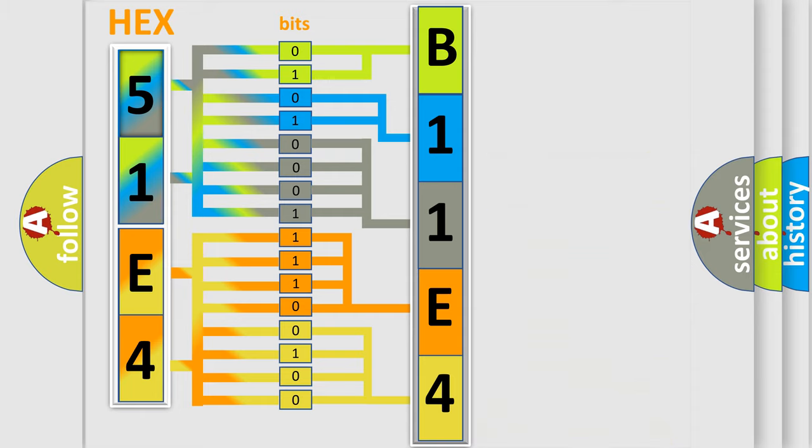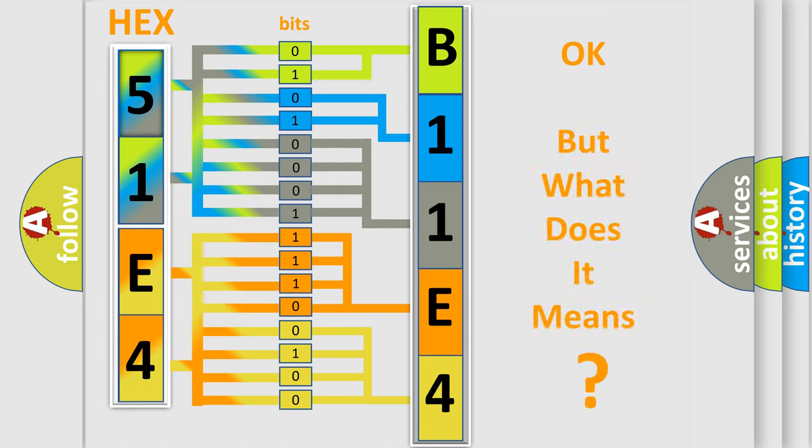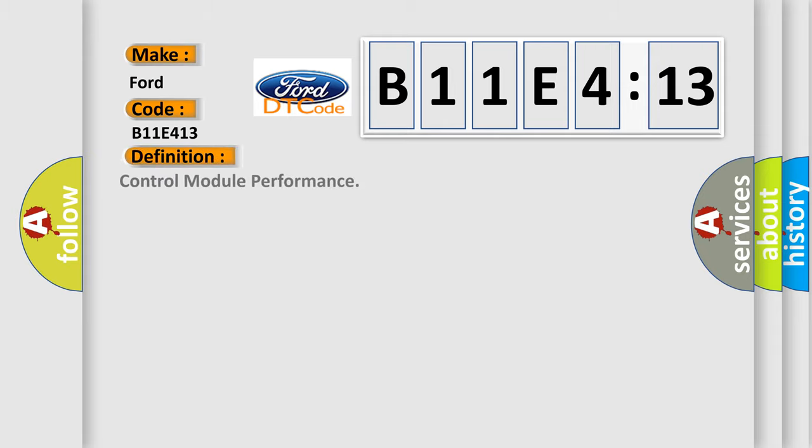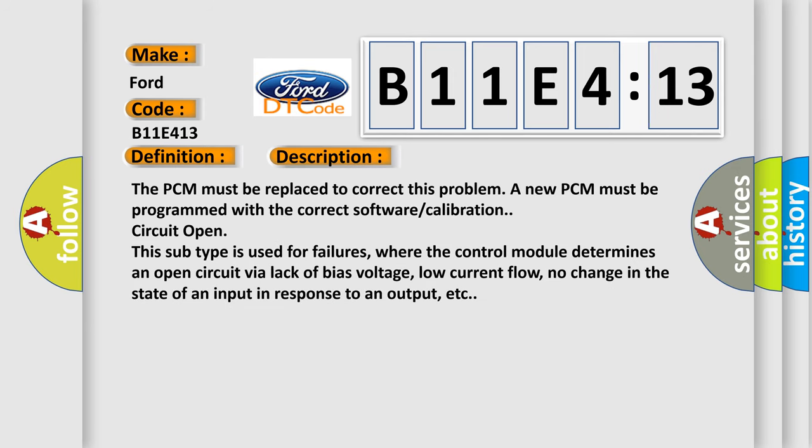We now know in what way the diagnostic tool translates the received information into a more comprehensible format. The number itself does not make sense to us if we cannot assign information to what it actually expresses. So, what does the diagnostic trouble code B11E413 specifically mean for Infiniti cars? The basic definition is control module performance.